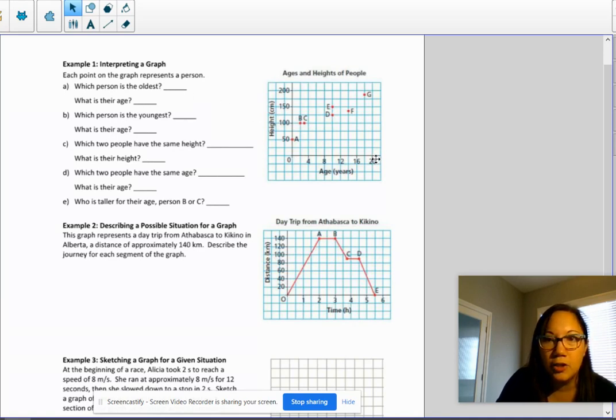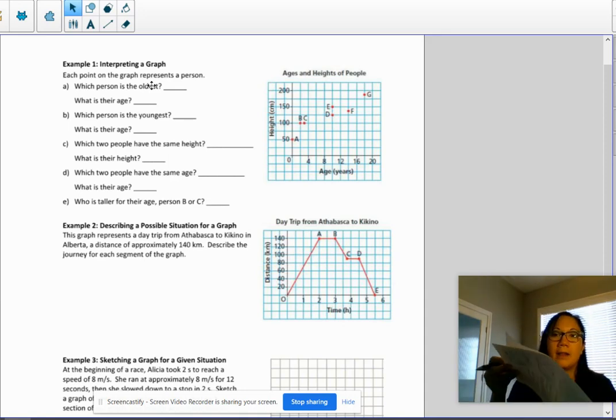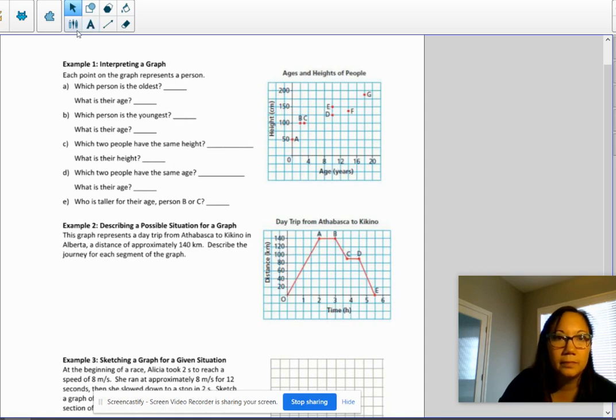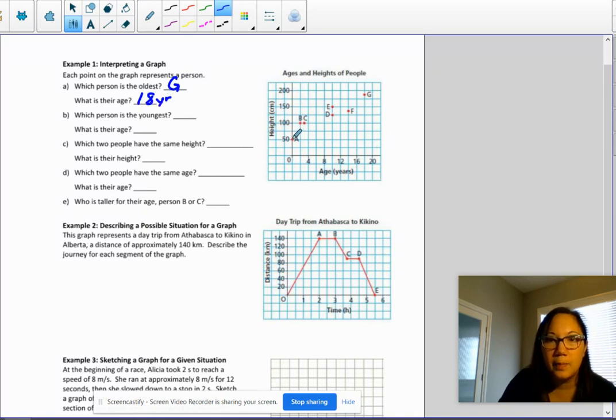If we go to our oldest age, that would be person G. And what was the age of person G? Well, it looks like they're right on that line between the 16 and the 20. So we would say that person G is 18 years old. Which person was the youngest? Well, that would be person A here, and they are 0 years old.